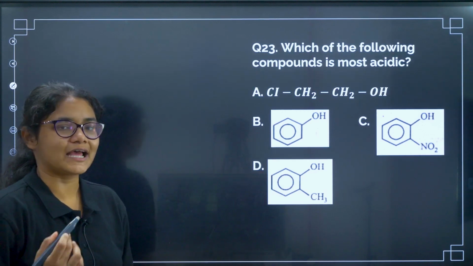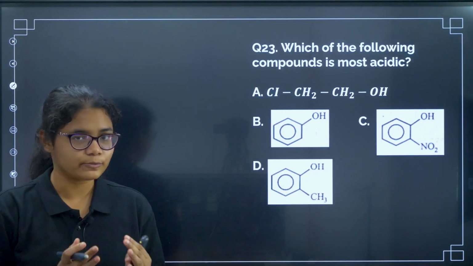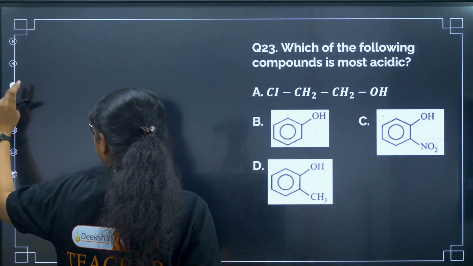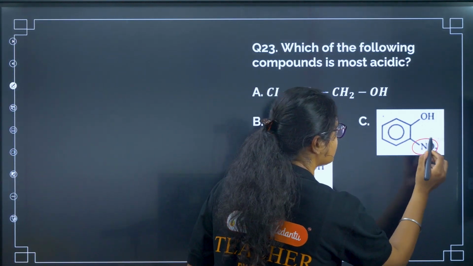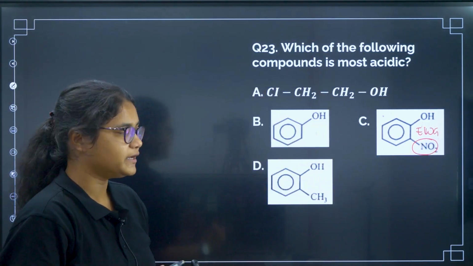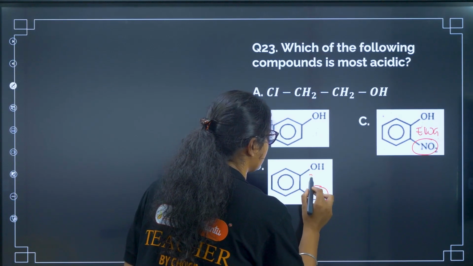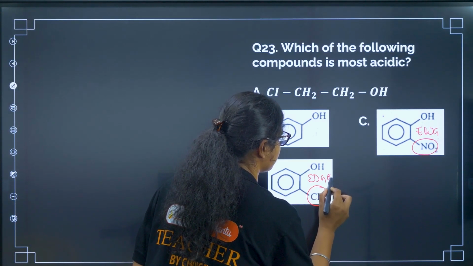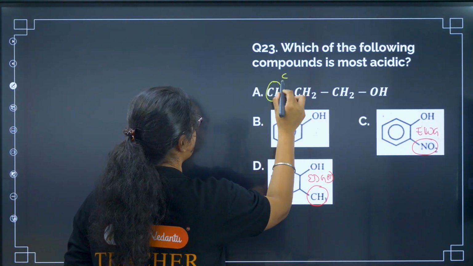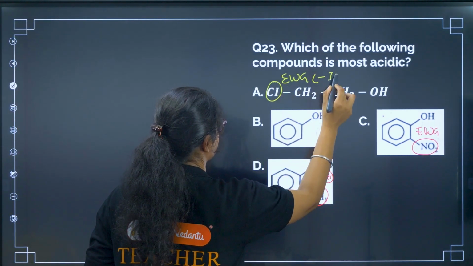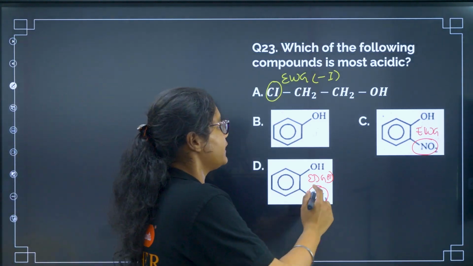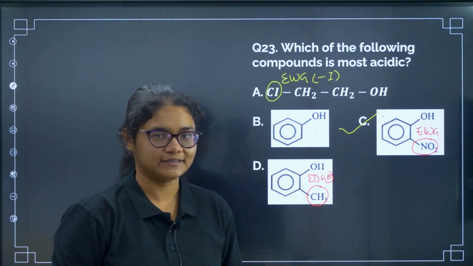Next, again the compound which is most acidic. So again you have to check whether electron withdrawing groups are there or electron donating groups are there. So if you see here, first one, this is NO2, an electron withdrawing group. It will increase the acidity, discussed so many times. This is an electron donating group through plus I effect, right? This Cl is also an electron withdrawing group, but it has a minus I effect. So as I told you, minus R is more dominant than minus I. So the correct answer for this question will be option number C.